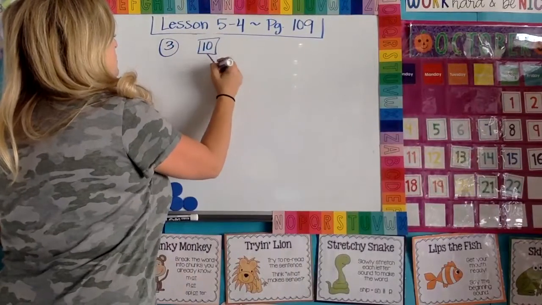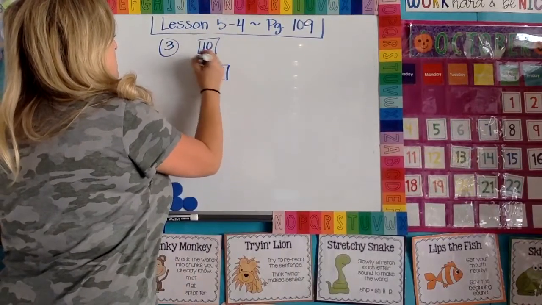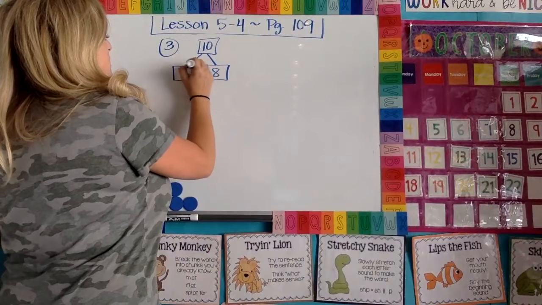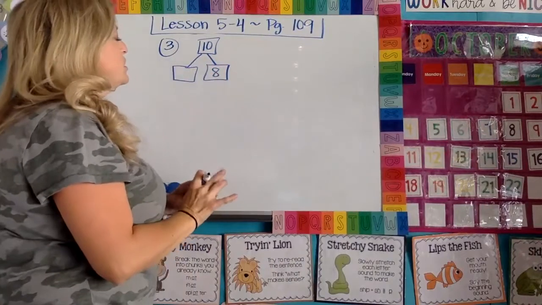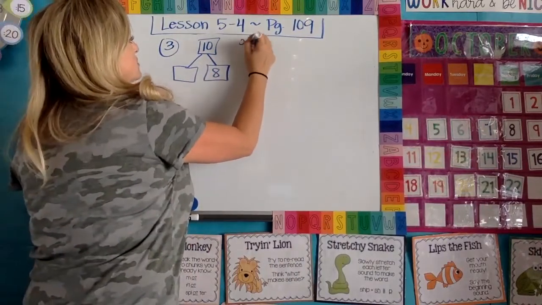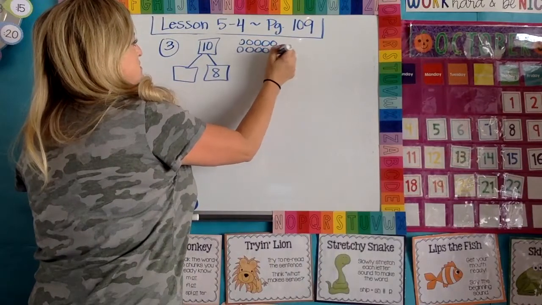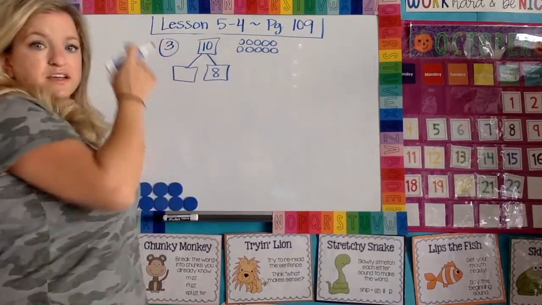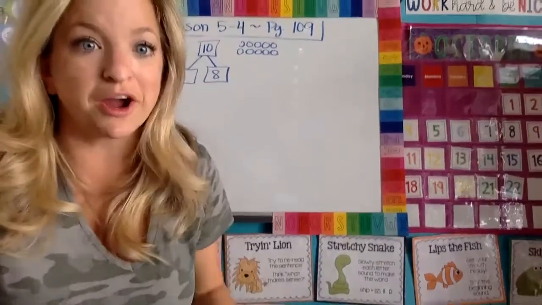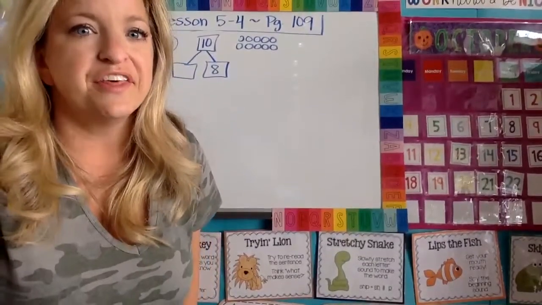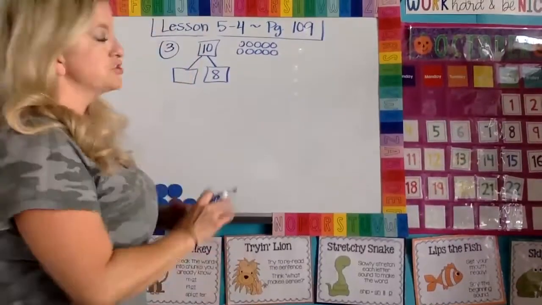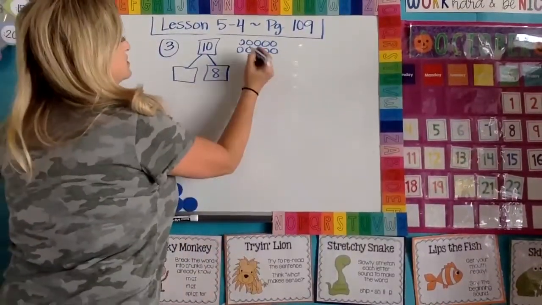10. This one I know is 8. And this one, they didn't tell me. So I could draw 10: 1, 2, 3, 4, 5, 6, 7, 8, 9, 10. Pretend that's in a tens frame, right? Then I could draw 10 and I could cross out 8.